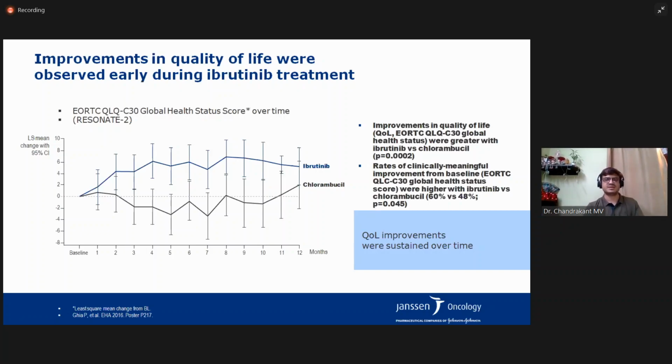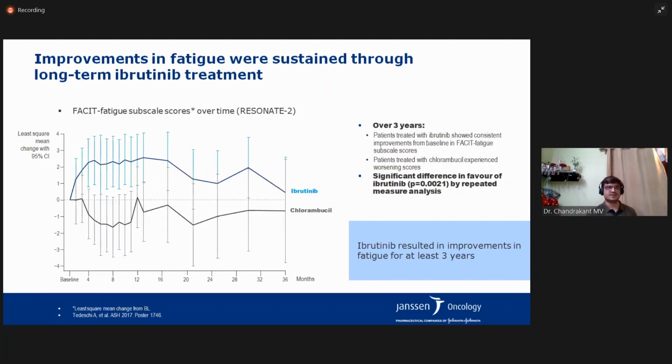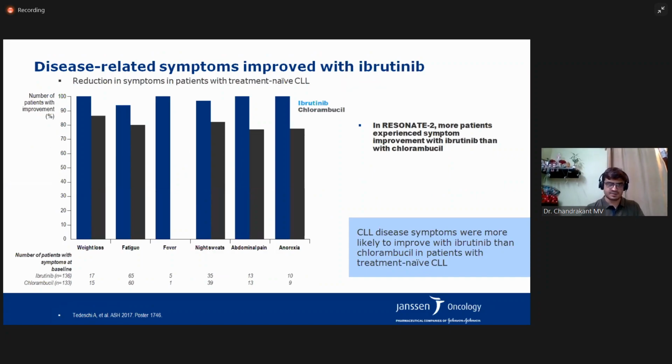You can see the comparison of the RESONATE-2 trial, where the quality of life data shows that there is a clinically meaningful improvement in global health status, and it is sustained even beyond 3 years. So that is excellent long-term data: the fatigue scores and the global scores are all better with ibrutinib when compared to chlorambucil. The disease-related symptoms like weight loss, fatigue, fever, night sweats, abdominal pain, anorexia all improve better with ibrutinib when compared to chlorambucil monotherapy.